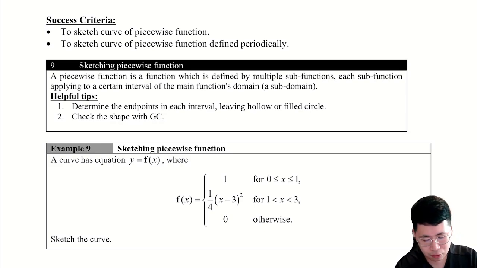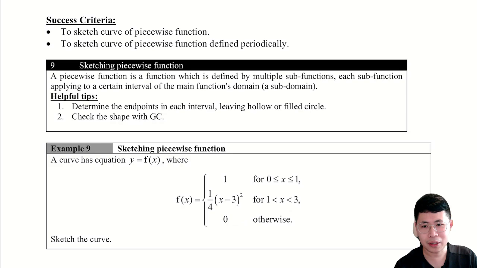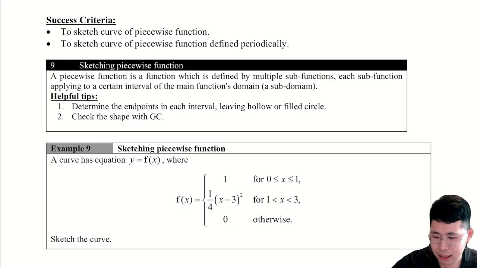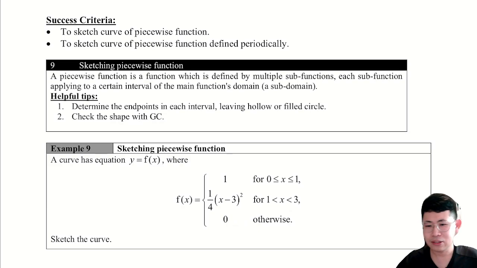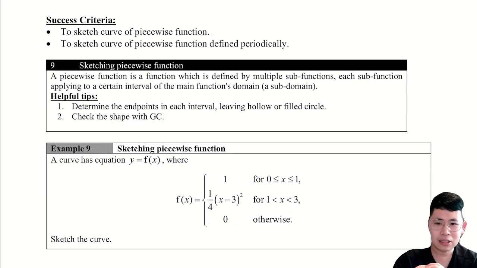It is a function which is defined by multiple subfunctions and each subfunction applying to certain interval of the main function's domain. So over here, we have smaller subdomains, and in each of the subdomains we have different rules. So why is this useful? This is useful because sometimes we don't have a nice graph to model the real world situation, so what we'll do is we'll try our best to piece everything piece by piece, parts by parts, so that we can describe the model more accurately.